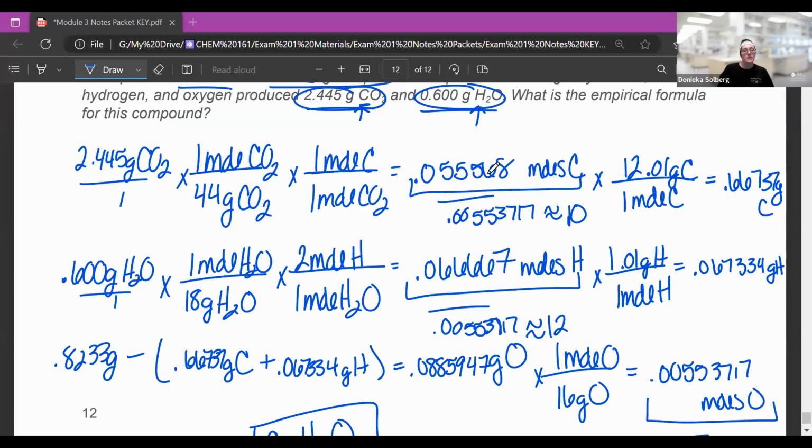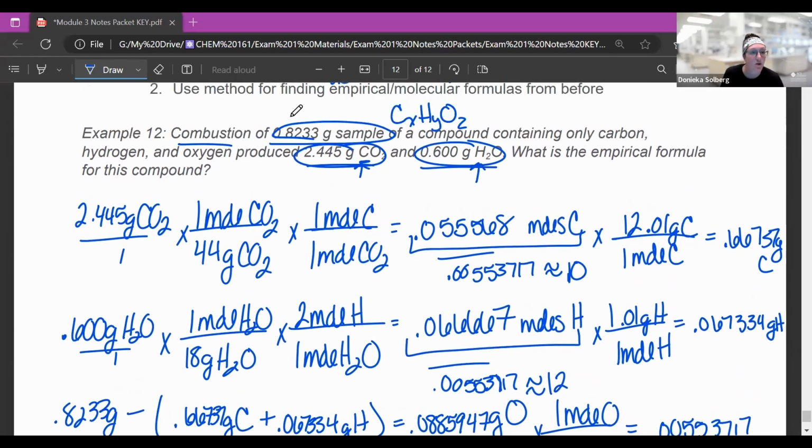Okay, so once I have these amounts, I've got this many moles of carbon and this many moles of hydrogen. Well, I know the rest was oxygen because it's carbon, hydrogen, and oxygen. So in order to figure out how much oxygen there was, well, the whole compound started as 0.8233 grams. How much of that was oxygen? Well, if I subtract out how much was carbon and how much was hydrogen, I would be left with oxygen.